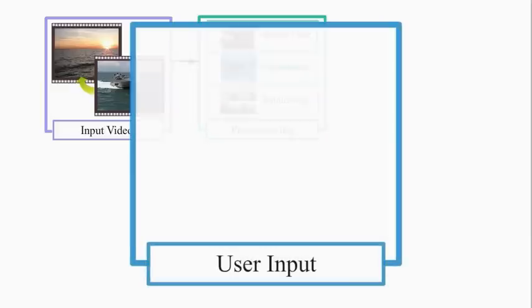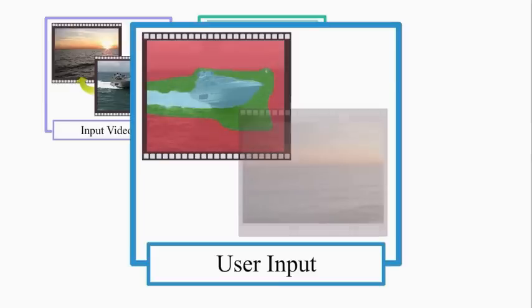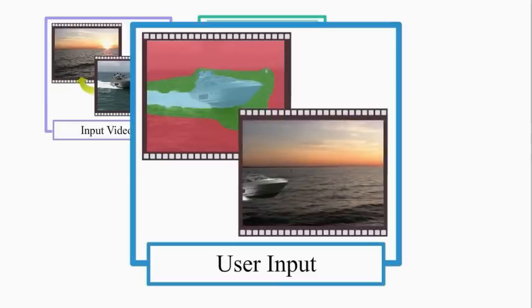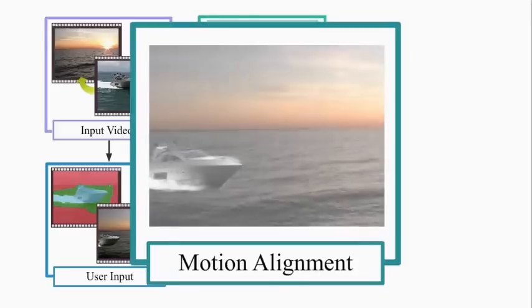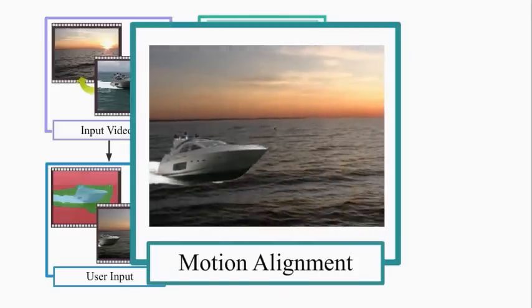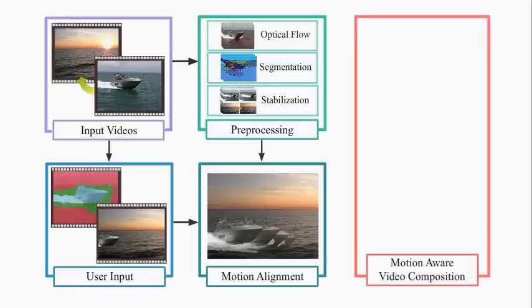The user then inputs a blending trimap on the first frame of the source video by drawing loops and strokes. The user also positions the source object on the first frame of the target video. The system will automatically align the camera and object motion for all other frames. Next, the system will compose an output video using motion-aware gradient domain composition.